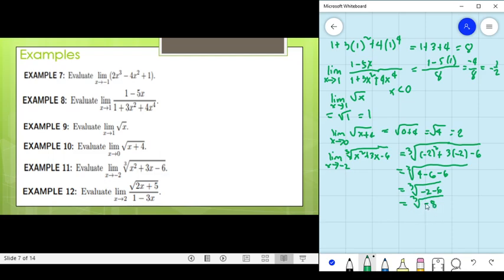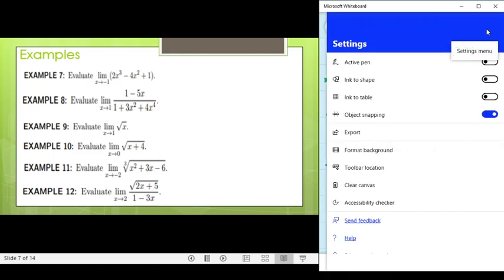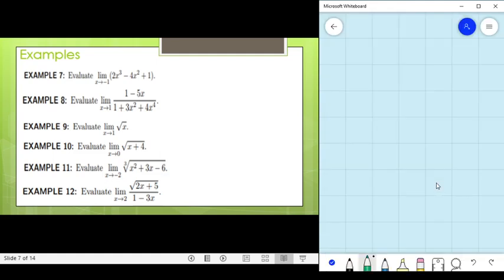We can solve this even though it's negative, and the cube root of negative 8 is equal to negative 2. It would only be undefined if the index is even and the radicand is negative. Okay? So, let us proceed to example number 12.